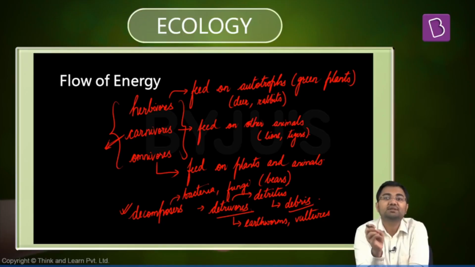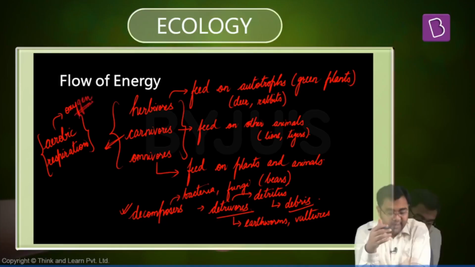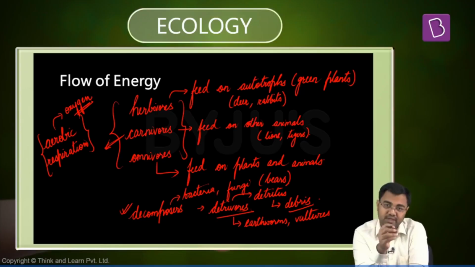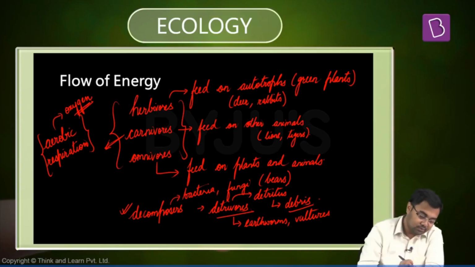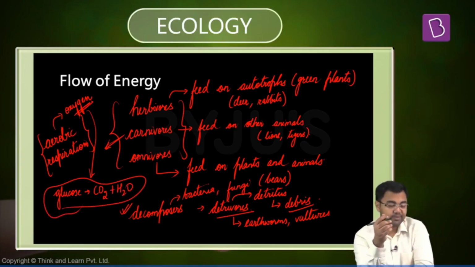In most cells, this energy is released as aerobic respiration. What is aerobic respiration? A kind of respiration that needs oxygen, and this oxygen is used to convert glucose into carbon dioxide and water. So oxygen is used to convert glucose into carbon dioxide and water. This is what happens in aerobic respiration in humans, in other animals, etc.